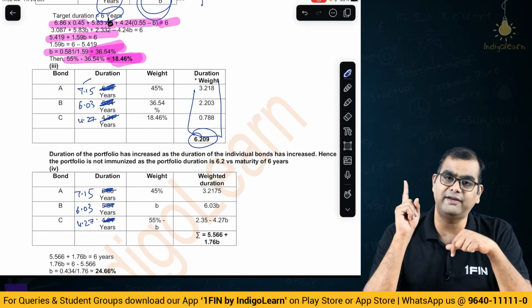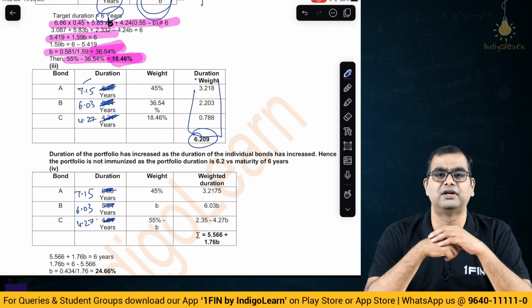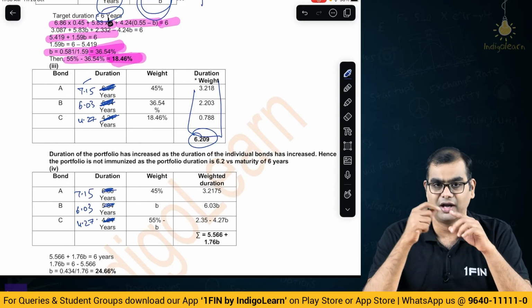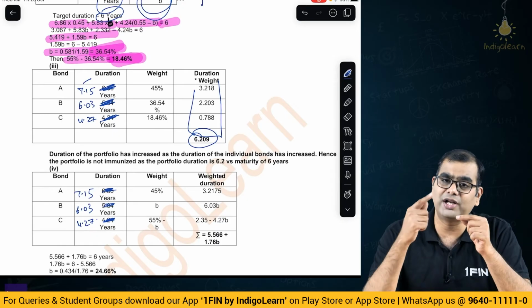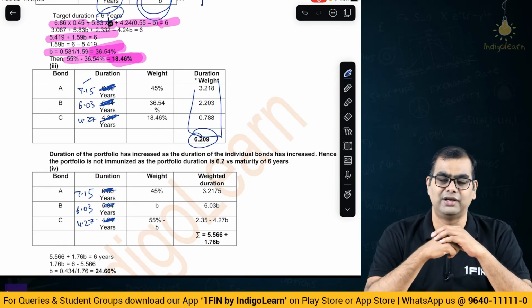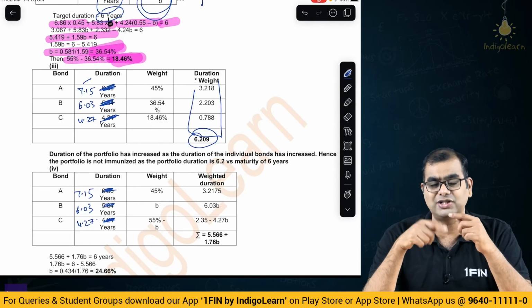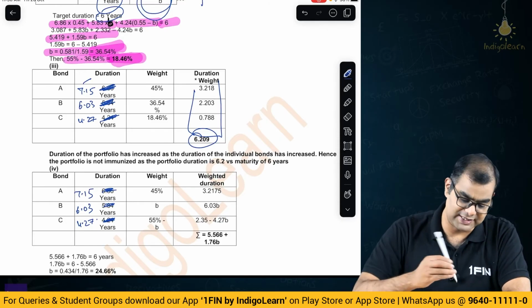You cannot say, I have immunized once and that immunization will stay forever till the time my liability is there. No, it doesn't work that way. All these are one-time changes. So, if you immunize a portfolio, it is immunized for one change in interest rate. If there are small minor changes, no need to bother. But if there are large changes, you have to constantly keep changing the weights of the portfolio. So, which is exactly what is happening here.